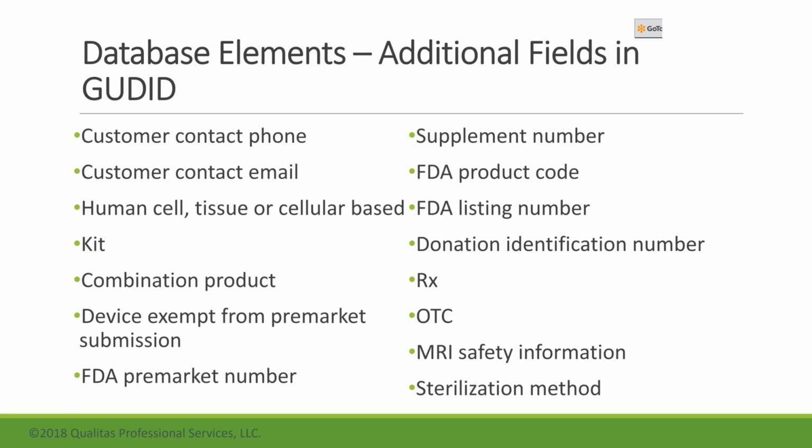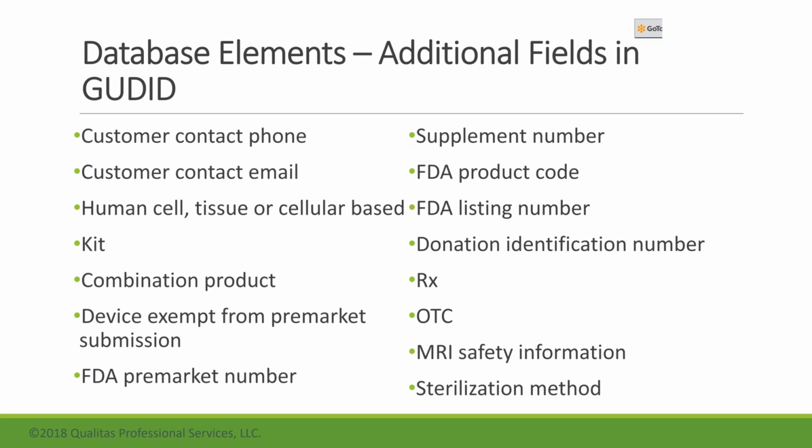They really want a lot of specific information, which can be cumbersome because things can change, right? What if your customer contact email changes, or your phone number? What if there's a change to the FDA product code? Sometimes they'll change those, so you have to keep that updated.